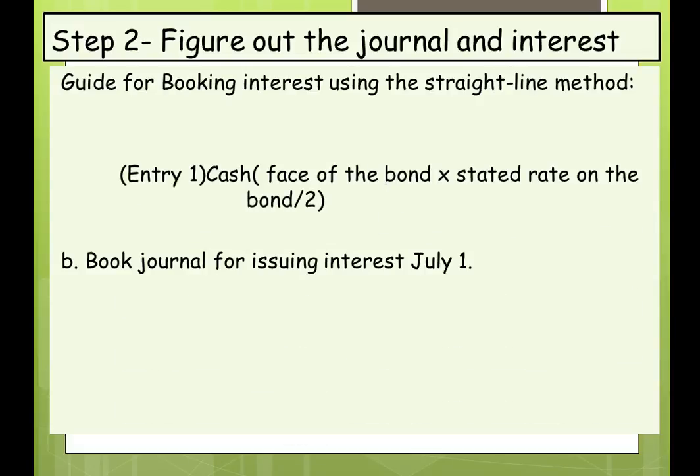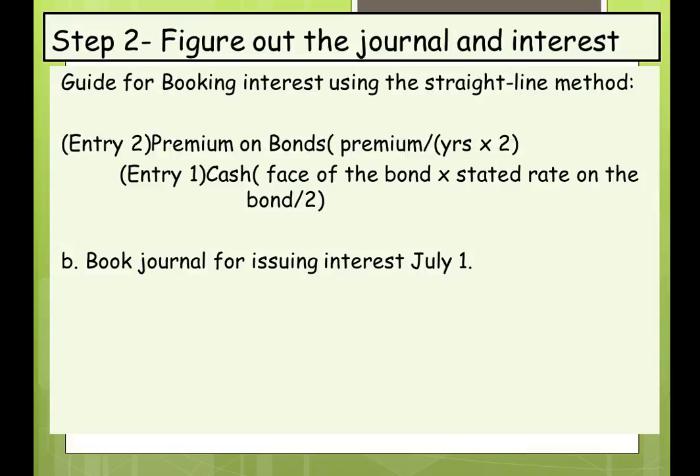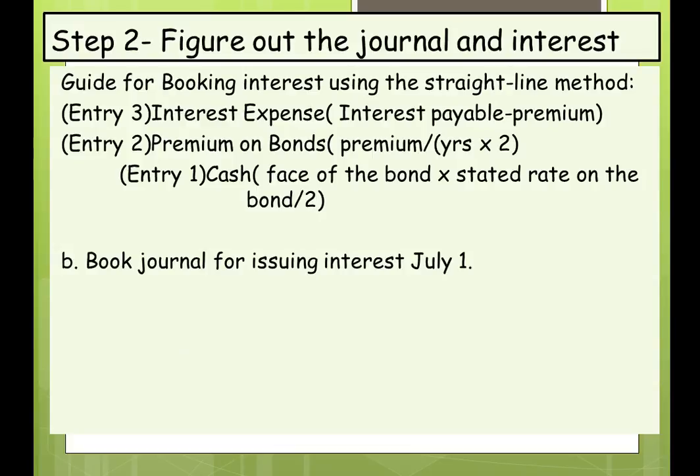The first entry you always want to do is the actual cash. That's the easy one. It's the face of the bond times the stated rate on the bond divided by 2 because we have semi-annual interest payments. The second entry we'll make is the amortization of the premium, which is going to be the premium divided by the years of the bond times 2 because we pay semi-annually. And then the plug is always the interest expense, and in this case it's the interest payable minus the premium.